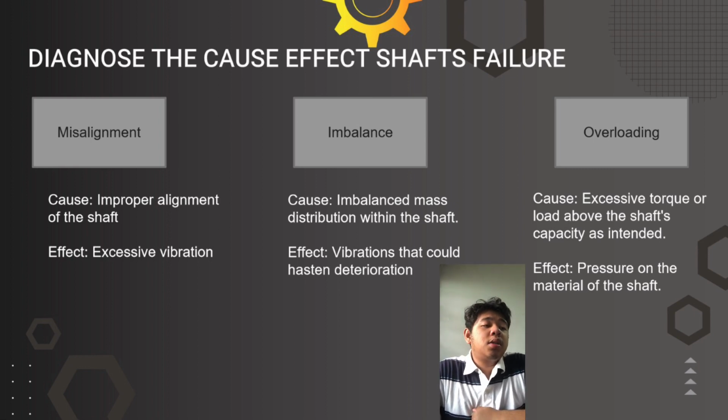Misalignment. The cause is improper alignment of the shaft. Effect: excessive vibration. For imbalance, the cause is imbalanced mass distribution within the shaft. Effect: vibration that could hasten deterioration. Overloading. The cause is excessive torque or load above the shaft's intended capacity. The effect is pressure on the material of the shaft.